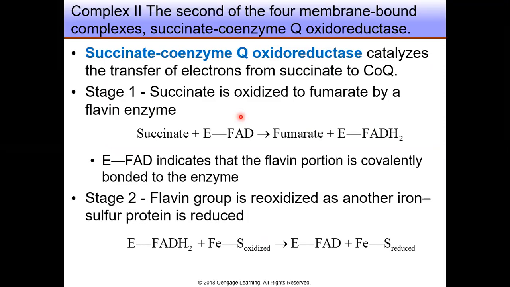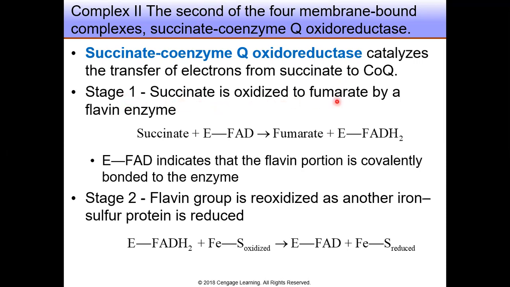Now we shall see the second complex, which also transfers electrons from an oxidizable substrate to coenzyme Q. So complex 2, the second of the 4 membrane-bound complexes, called succinate-coenzyme Q oxidoreductase, also catalyzes the transfer of electrons from succinate to CoQ. Notice, also here we have 2 or 3 stages.